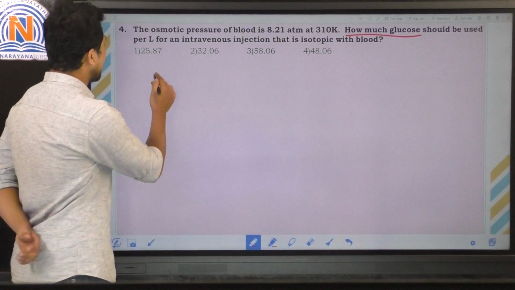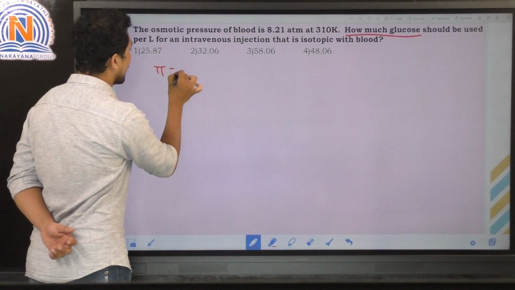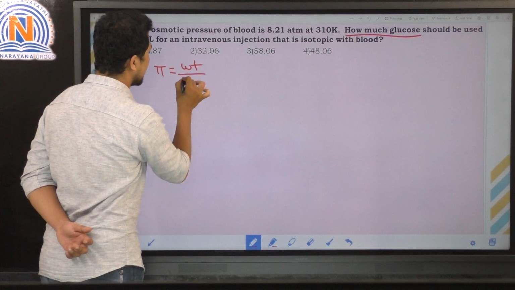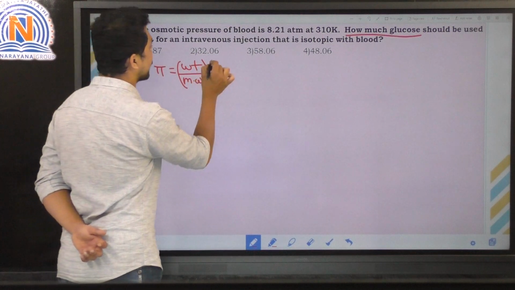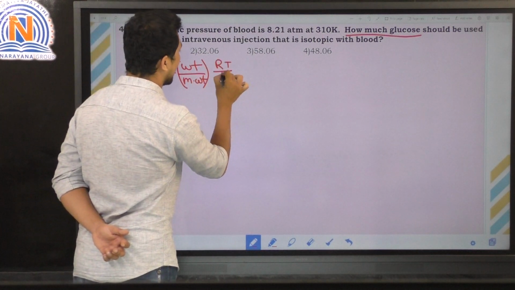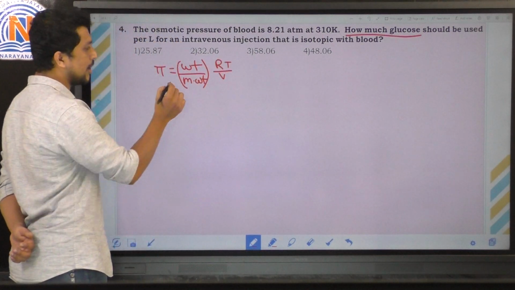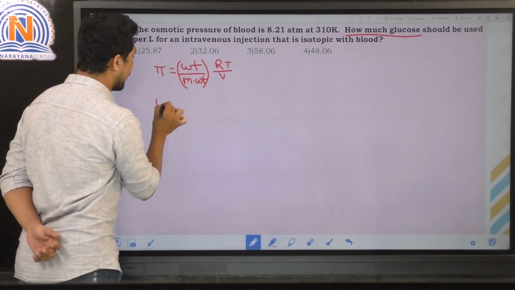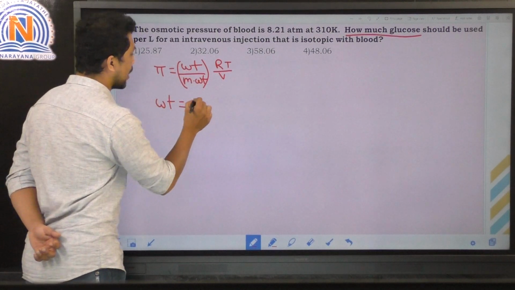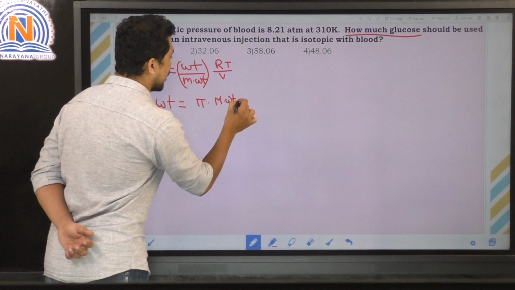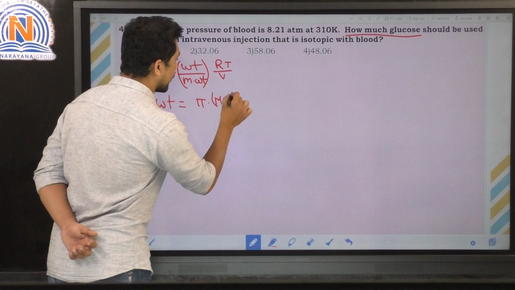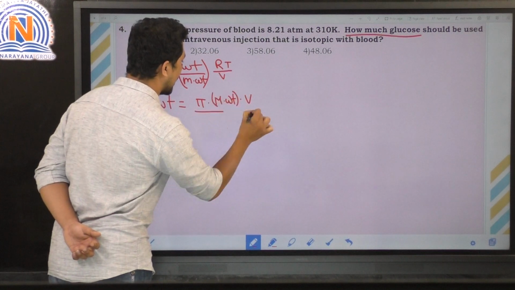So the osmotic pressure formula pi equal to weight by molecular weight into RT by V, right? Here we need to find the weight of the glucose. So weight equal to pi into molecular weight into V by RT.